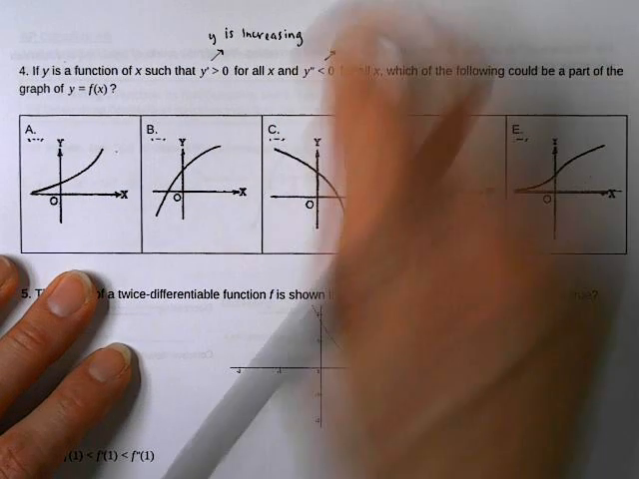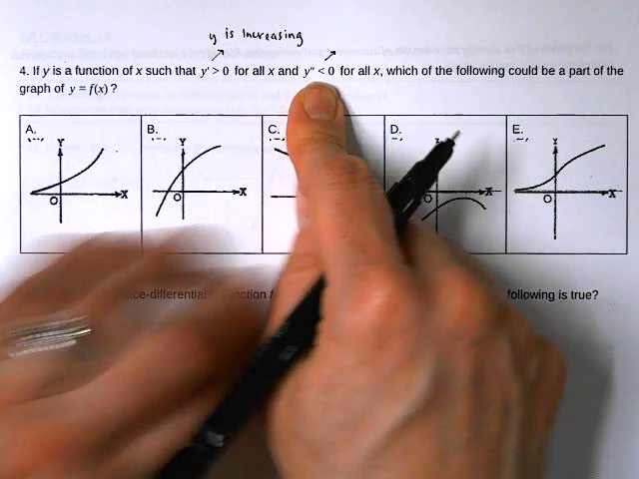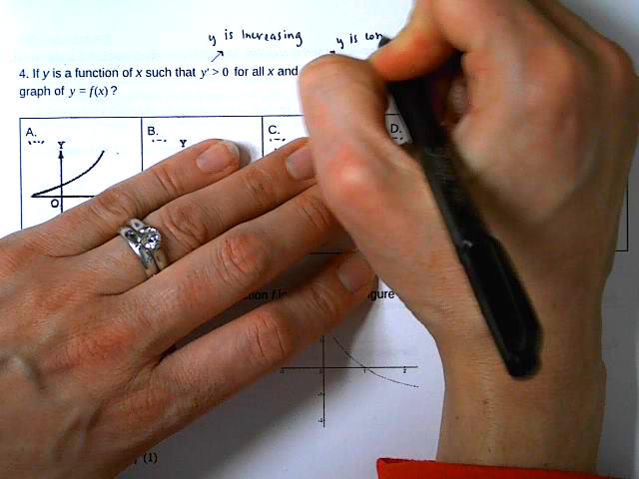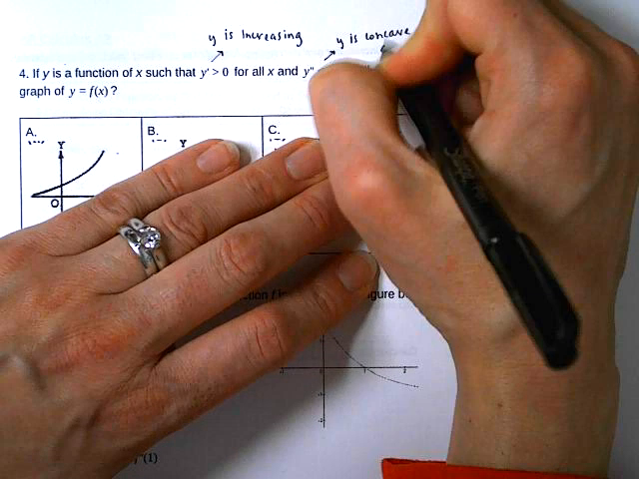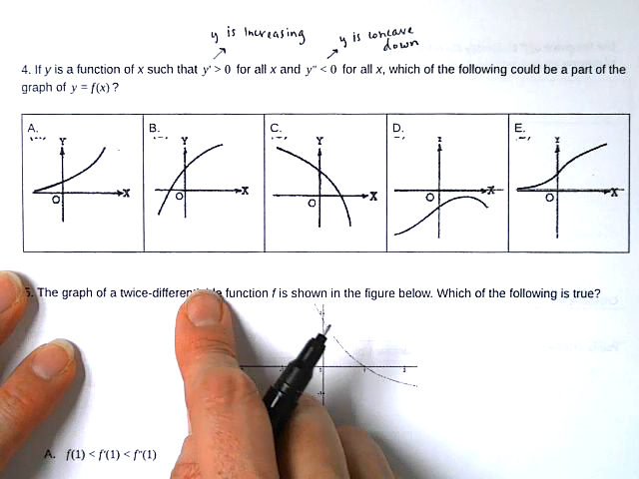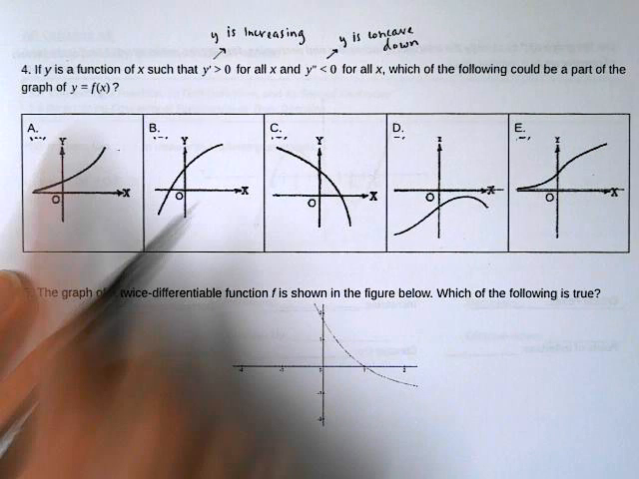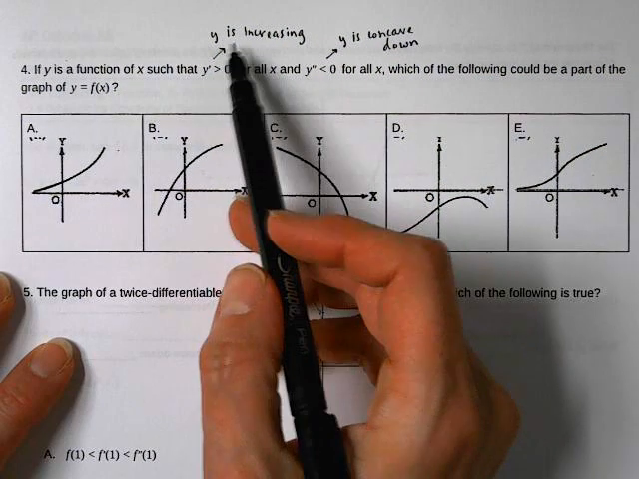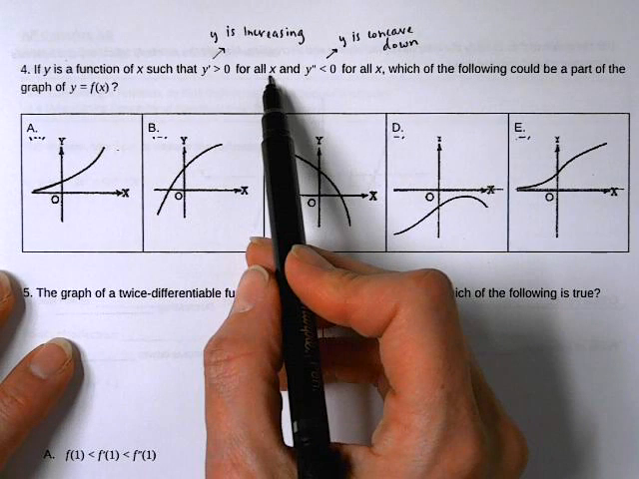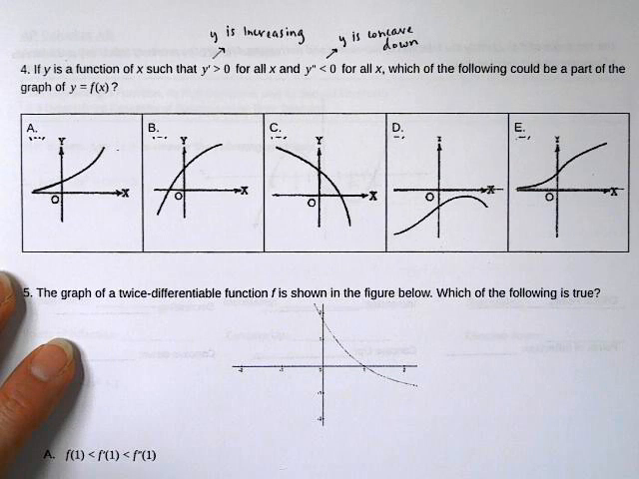Next, they're telling me that the second derivative is less than 0. That means y must be concave down. So now I've got information about the original function that I can use to pick the correct graph. So first I'm going to go through and knock out anything that's not strictly increasing. It says for all x, so that means it has to always be increasing.